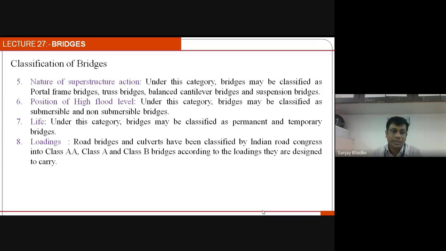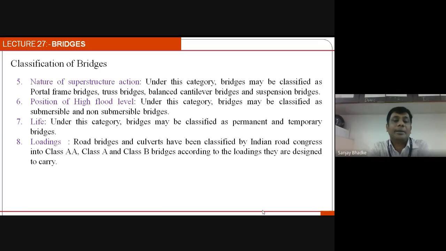Second, the nature of the superstructure action: bridges may be classified as portal frame bridge, truss bridge, balanced cantilever bridge, and suspension bridge. Position of the high flood level: submersible and non-submersible bridge. Life: permanent bridge or temporary bridge. We know that there are some bridges which we construct on a permanent basis, and some which we construct on a temporary basis.